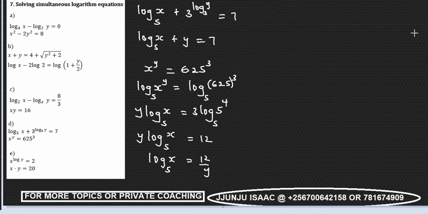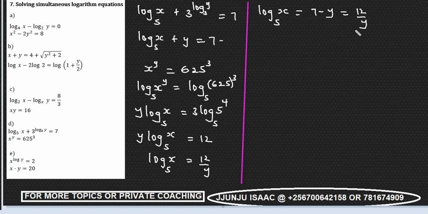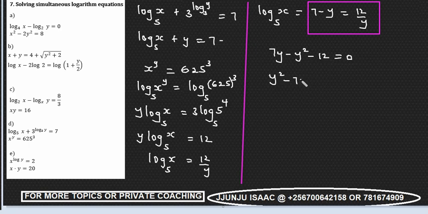So we can equate the two. When you look at this, log base 5 of x will be equal to 7 minus y, which is equal to 12 over y. So when I consider this, I cross multiply, then we get 7y minus y squared minus 12 equal to 0, or y squared minus 7y plus 12 equal to 0. And now we can solve for y. And when we factorize, we see that y minus 3 times y minus 4 will be equal to 0. So y1 is 3 and y2 is 4.